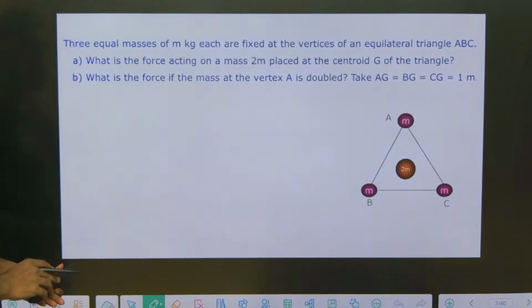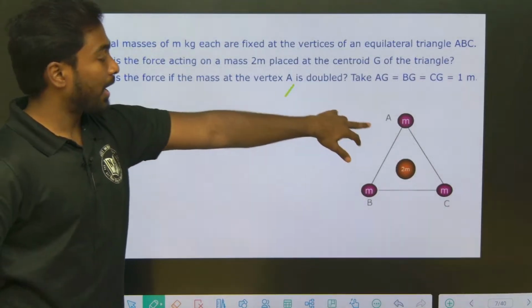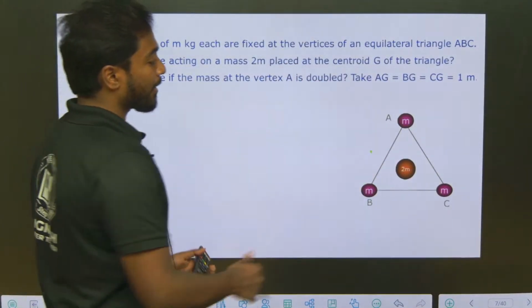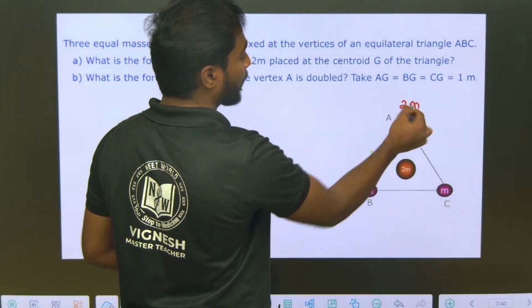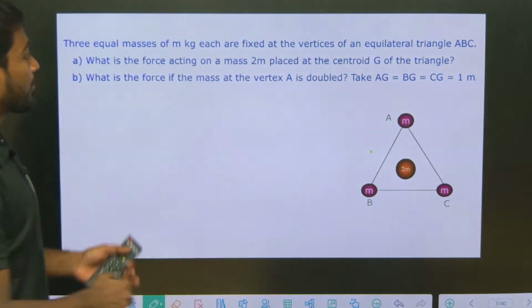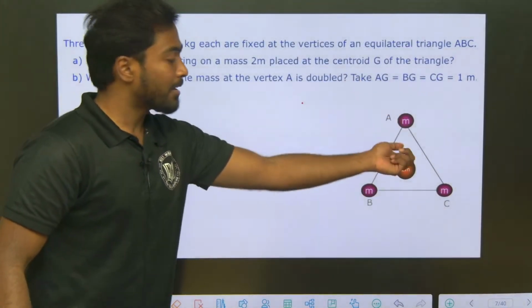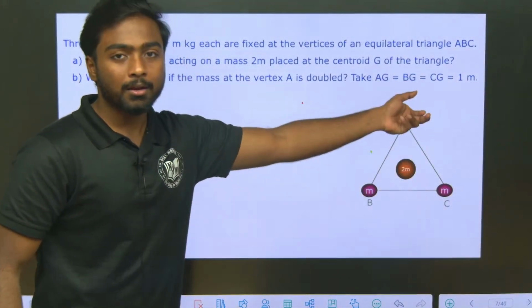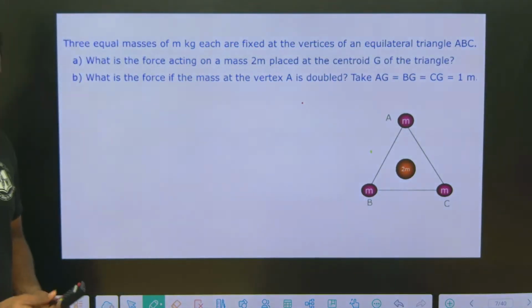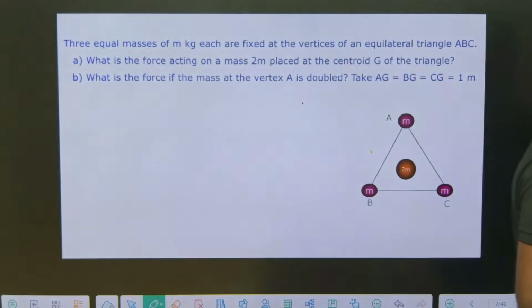Three equal masses of m kg are fixed at the vertices of an equilateral triangle ABC. What is the force acting on a mass 2m placed at the centroid G of the triangle, and what is the force if the mass at vertex A is doubled, which means if I consider this as m, now it has become 2m? So this is my first question, I need to find the force at the centroid, and the second question, what will be the force at the centroid if A becomes 2m. Can you find how to approach this question?